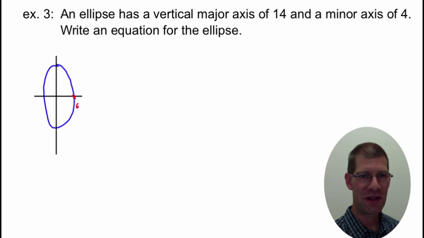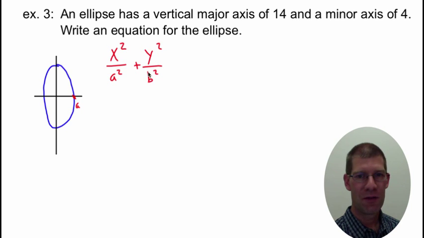Now my a value is going to be there. I guess I'm getting a little ahead of myself. Alright, vertical major axis of 14 and a minor axis of 4. Write an equation for the ellipse. So if I start out with, what am I trying to fill in? Anytime you're trying to get an equation, we really just need to know what a and b are. Because if we have x squared over a squared, put in a and square it, put in b and square it, and we're done.